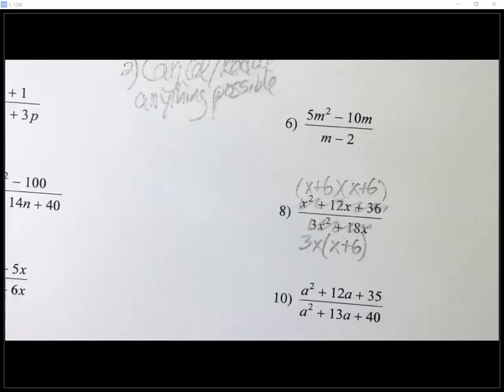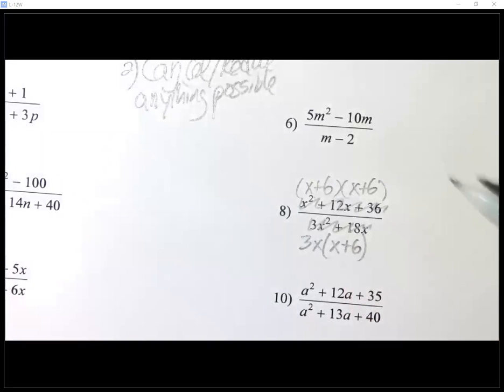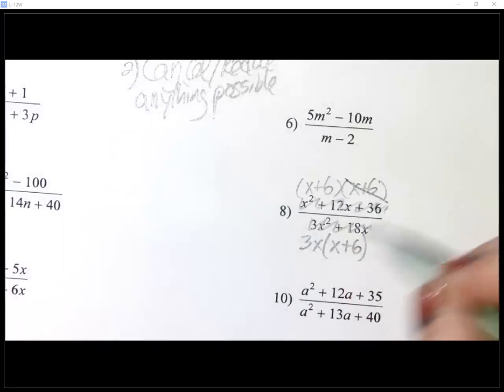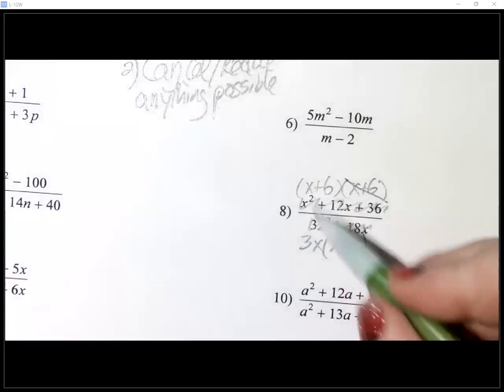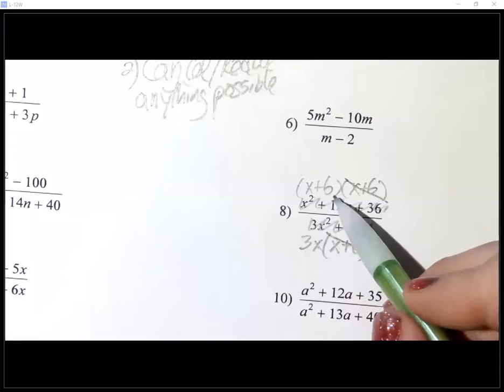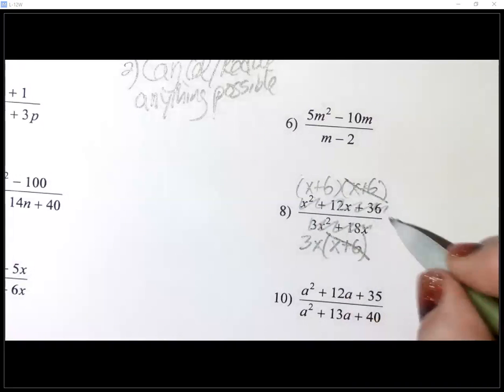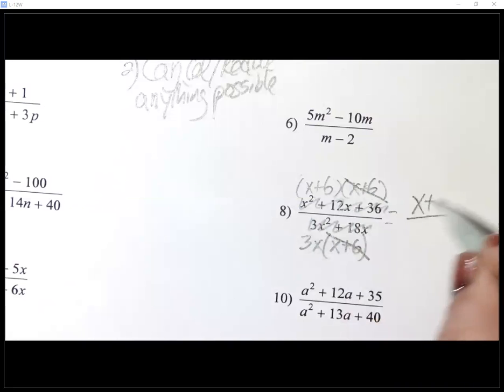Can I cancel all 3 of these? No! One of them. So 1 x plus 6 cancels with 1 x plus 6. Can I do anything else? No, you can't. I know you want to cancel those 2 x's. You can't do that. Why? Because that x is part of a binomial. The only way to cancel a binomial is like we did here. It has to be an entire one with an entire one. You can't do pieces. So my answer just stays x plus 6 on top, 3x on the bottom. That's fully simplified. I cannot go any further than that.